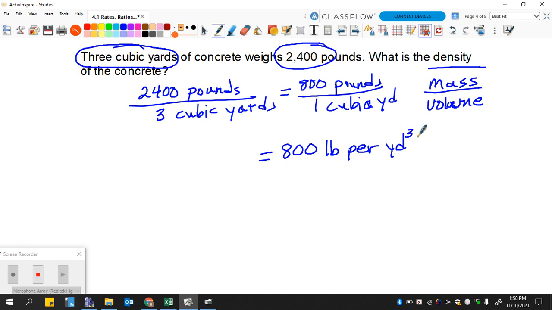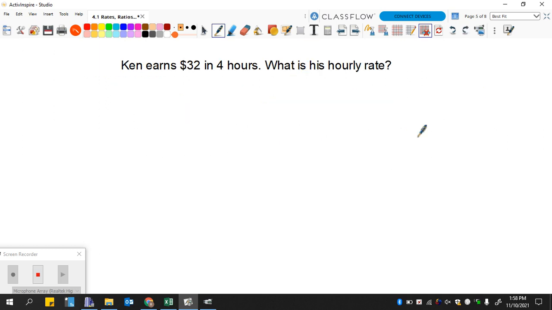Next one. Ken earns $32 in 4 hours. What is his hourly rate? That's always important in knowing how much you make per hour. So it's $32 over 4 hours. I'm just going to use HR for hours. When we do that, 32 divided by 4 is simply $8 per hour. So he gets $8 an hour for his job.